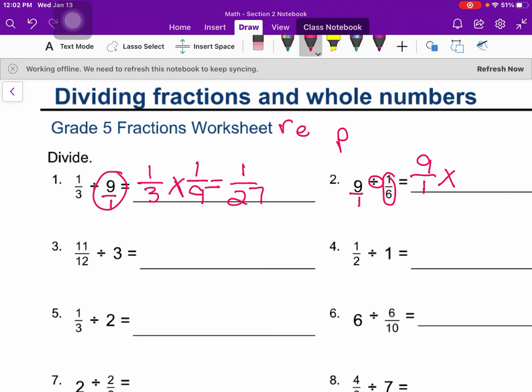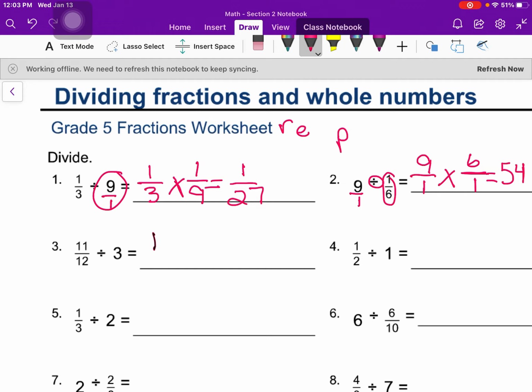So 1/6 becomes 6/1. Remember those reciprocals, flipping them all the time. Now I simplify if I can. I can't on this one, so I just multiply straight across. And 9 times 6 is 54. And I can call it 54/1 or 54. They're the same thing. Let's try a couple more.